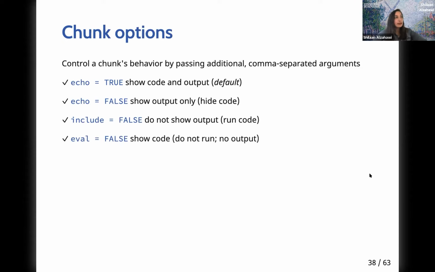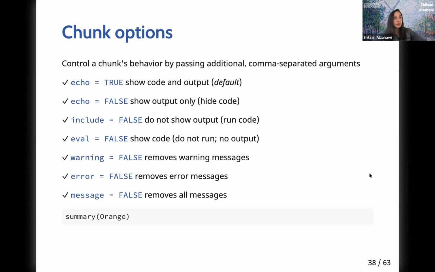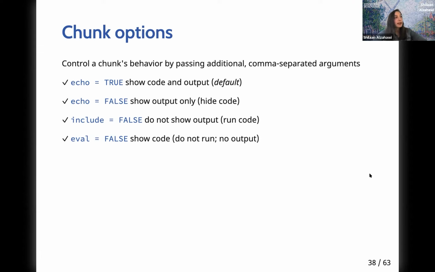There's also eval equals false, which means show the code, but do not run it and don't have any output. Now, this is what I do, for instance, when I show you here, down here, summary orange. What I'm doing here is I'm just showing you my code without running it or without showing output. And that might be helpful. I think that's probably not as helpful for manuscripts. I don't think there's often cases where we only want to show our code, unless you have, for instance, an appendix for your code.